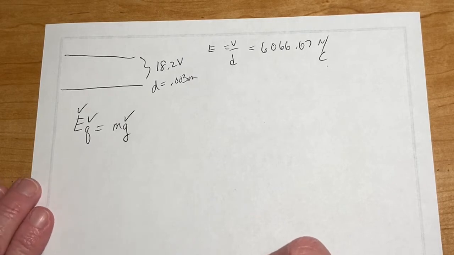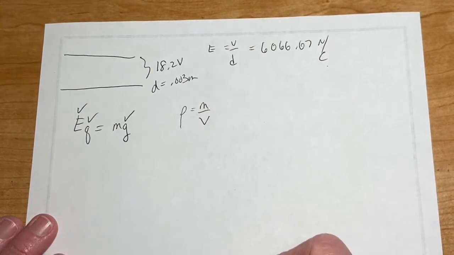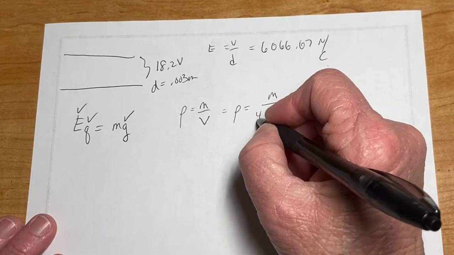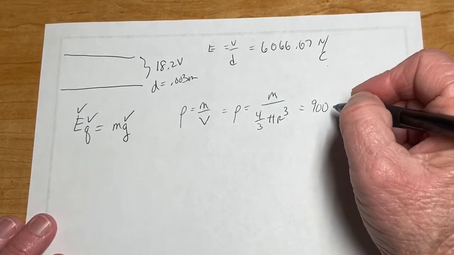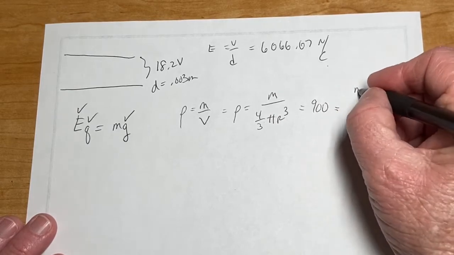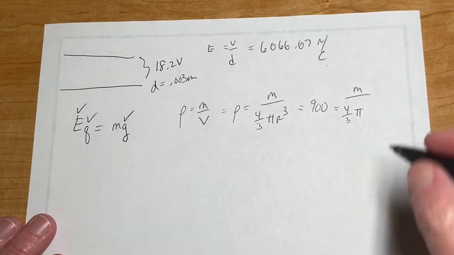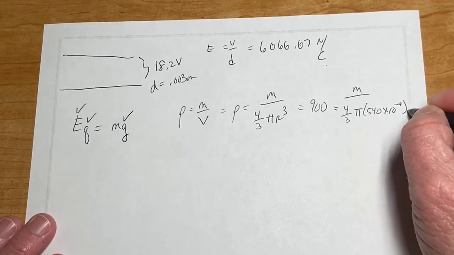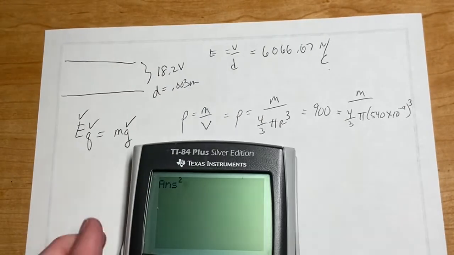All right, the mass is based on density, okay? Density equals mass over volume, and it's a sphere, so the density will equal mass over 4/3 pi r cubed. And in this case, we're going to have 900 equals m over 4/3 pi, and our radius was 540 nano, so 10 to the negative 9th, cubed. And then we can substitute that in here. So let's see what we can do. So clear.